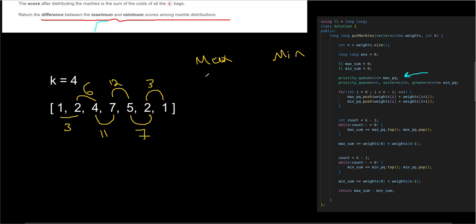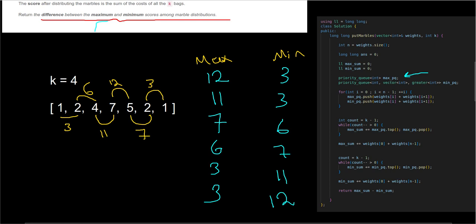So the max priority queue will be 12, then 11, then 7, then 6, then 3, then 3, and the min priority queue will be 3, then 3, then 6, then 7, 11, and 12. Now for the maximum score we need k minus 1 best pairs, which is 3 pairs.